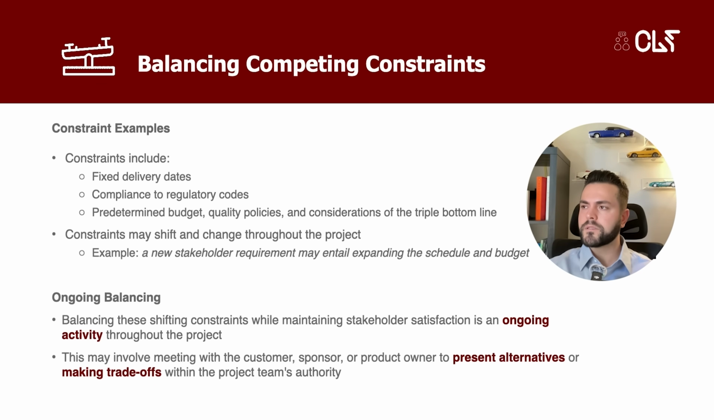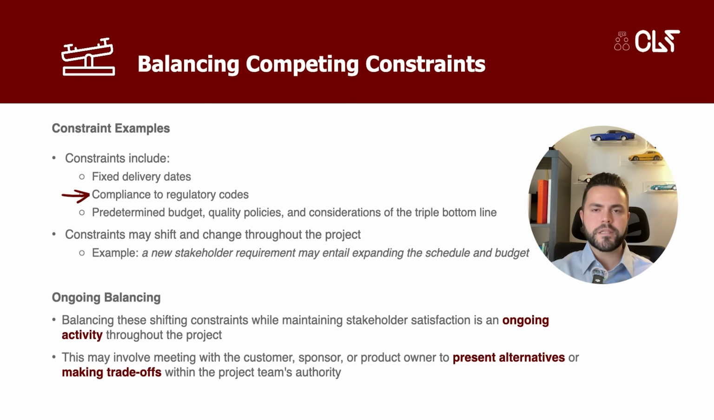Alright, now let's talk about competing constraints. Project work is not free from constraints. It's always constrained. These constraints can take many forms, such as a fixed delivery date, adherence to regulatory codes, a predetermined budget, quality policies, and considerations of the triple bottom line. Let me just add a little bit about the triple bottom line. It is a framework that says organizations should focus on three elements: people, profit, and environment.